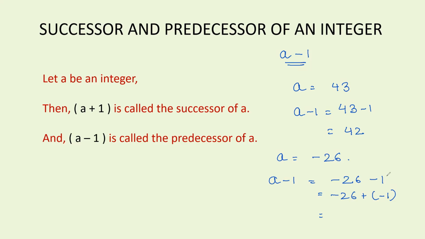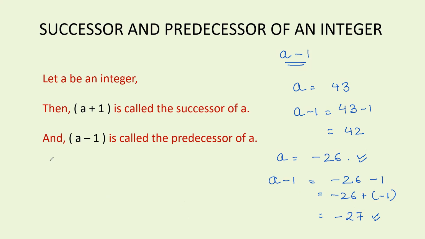26 plus 1 is 27, and the sign of the bigger number comes, that is 26. So the sign is minus, minus 27. Hence, the predecessor of minus 26 is minus 27.